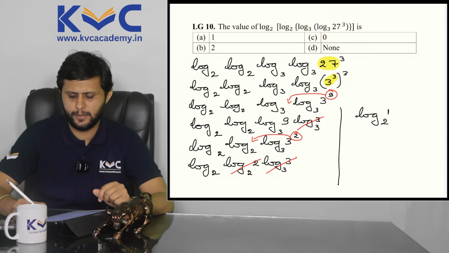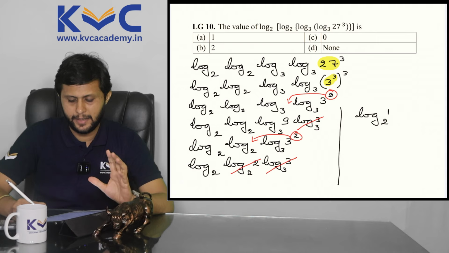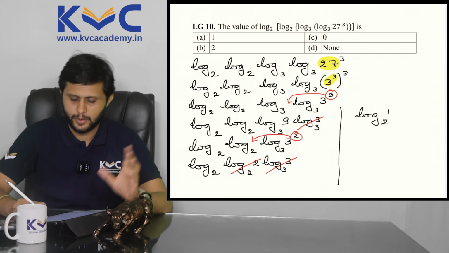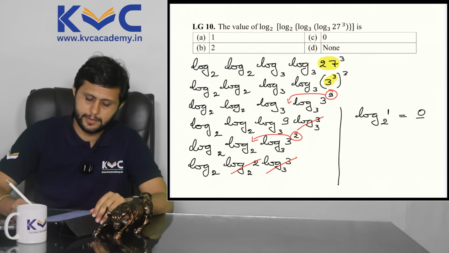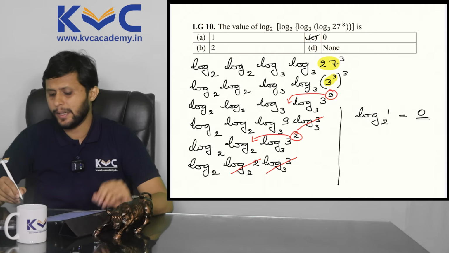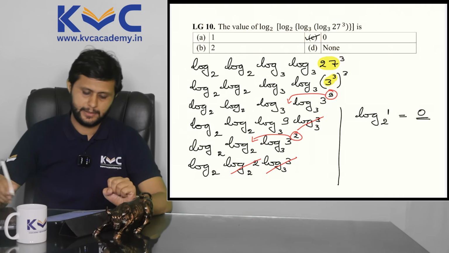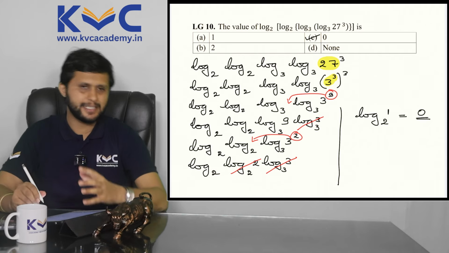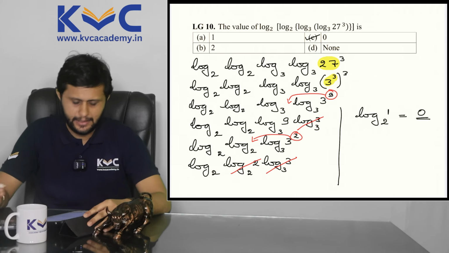What is log 1 to the base 2? Anything, anything raised to the power, sorry, in fact, logarithm of 1 to any base is equal to 0. Answer is equal to 0. Logarithm of 1 to any base is equal to 0. That's it. See, what we have done over here is I've shown too many steps. It was not required. You can skip 2-3 steps in the middle and get the answer.